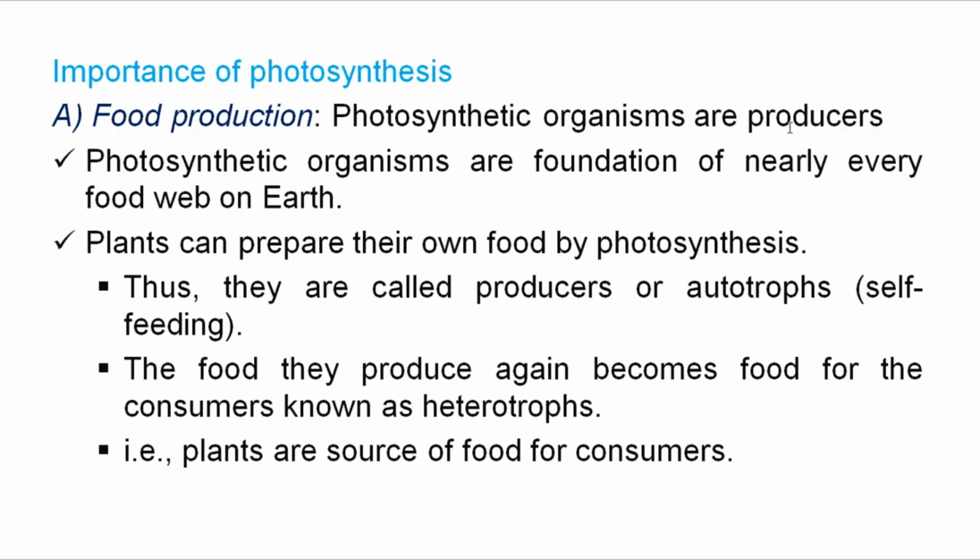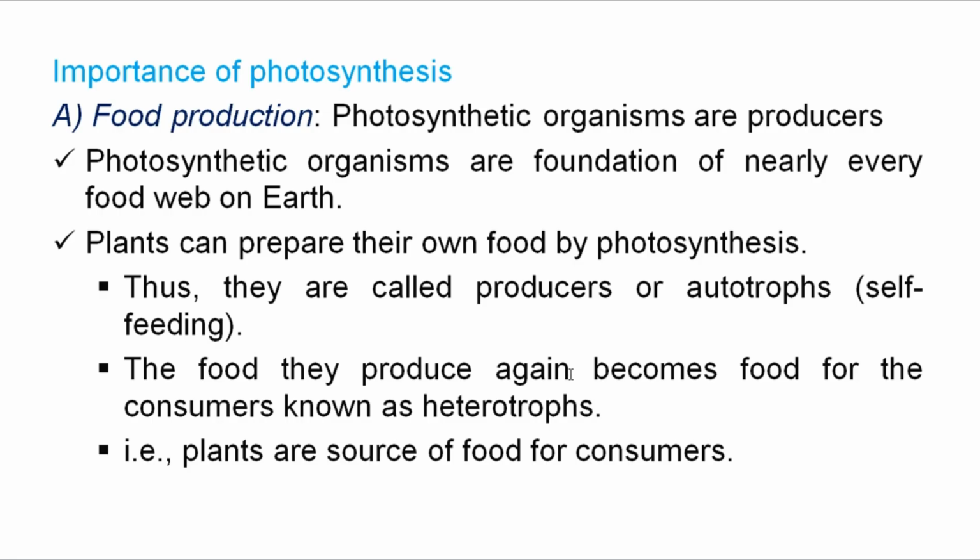They can manufacture glucose. Plants can prepare their own food by the process of what? Photosynthesis. Thus, plants are what? Producers. Plants are what? Autotrophs. Plants are what? Self-feeding. Why? Because they can manufacture their own food. The food they produce again becomes food for the consumers. Yes, these plants produce food, and that food again becomes food for consumers.